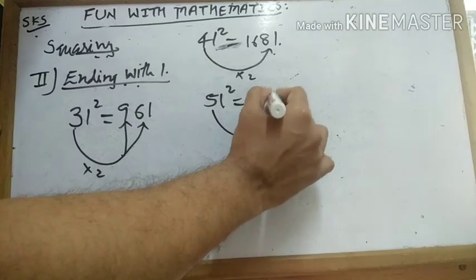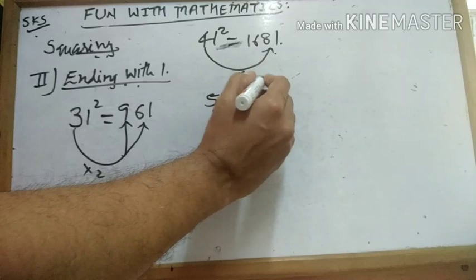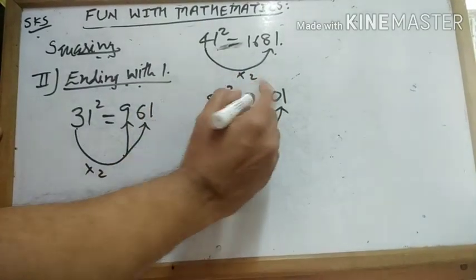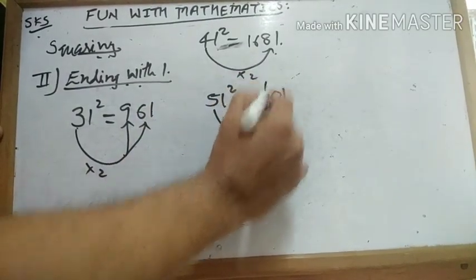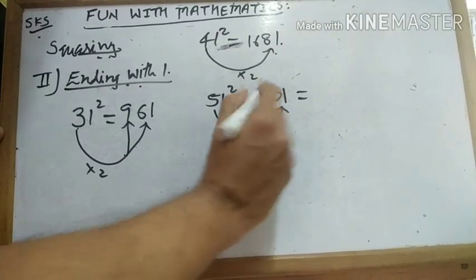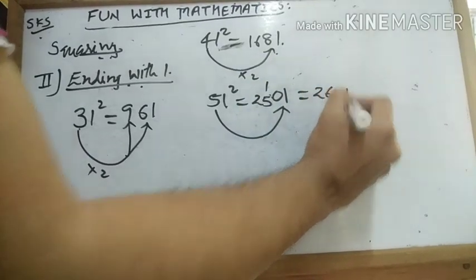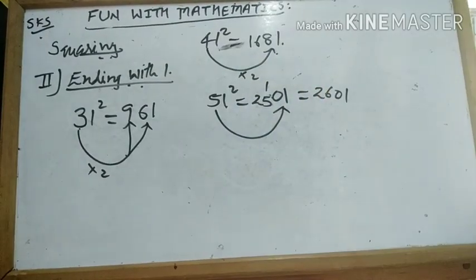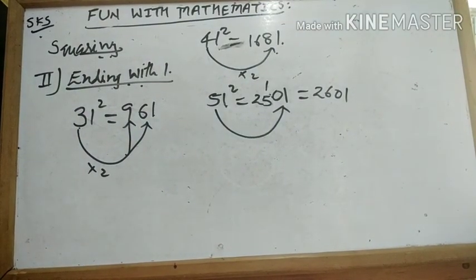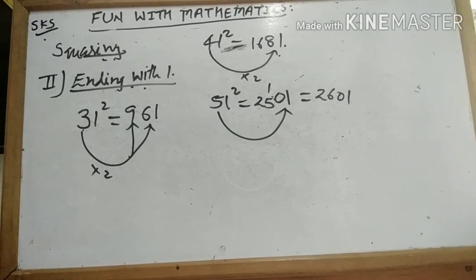5 2s are 10, my dear friends. Now 10, I will not write down this 10. I will write down 0 and 1 carry forward. Now 5 square is 25. This 1 was carried forward from the previous digit, so it will be 26. So the answer is 2601. Likewise, you can do the calculation for squaring any number whose units place digit is 1.